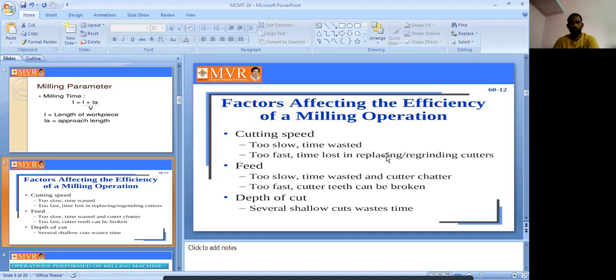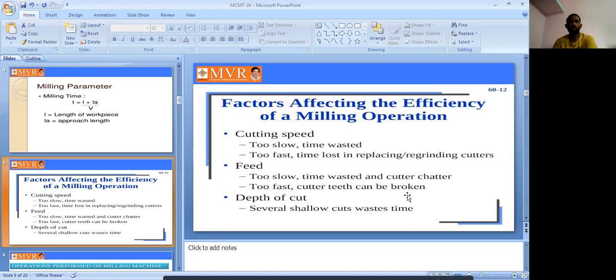Next one is speed. Speed can be too slow or too fast, and we can see both. Sometimes it will be fast, sometimes slow. Slow means time wasted and a cutter change process also. Too fast means the cutter teeth can be broken. The feed moves at a very high speed, so what happens is that the teeth can be broken easily.